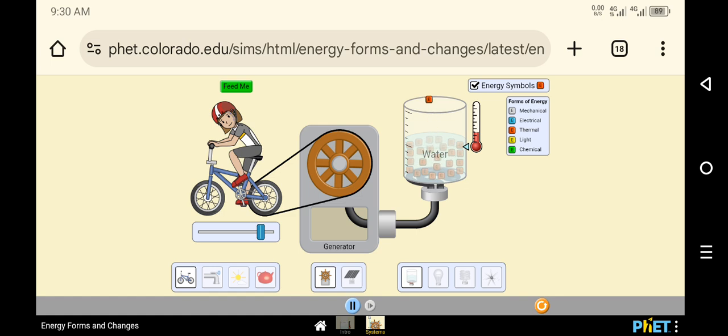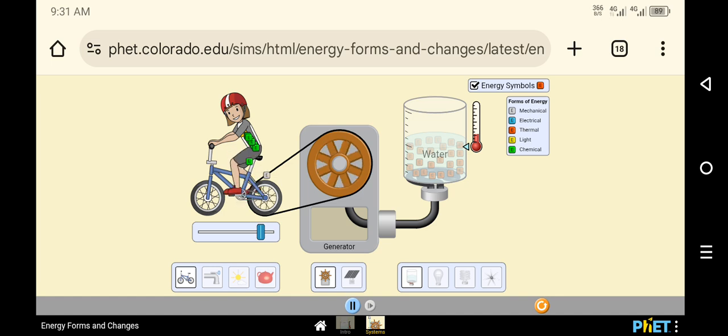Now you can see the chemical energy has run out, because he has used all his chemical energy. When you are riding a bicycle, that energy will be exhausted, so you need to be fed again. Now he is requesting, feed me. We can feed him. Now he is able to ride the bicycle again.